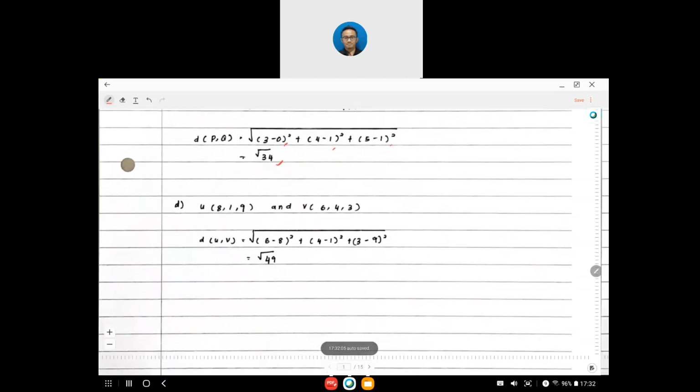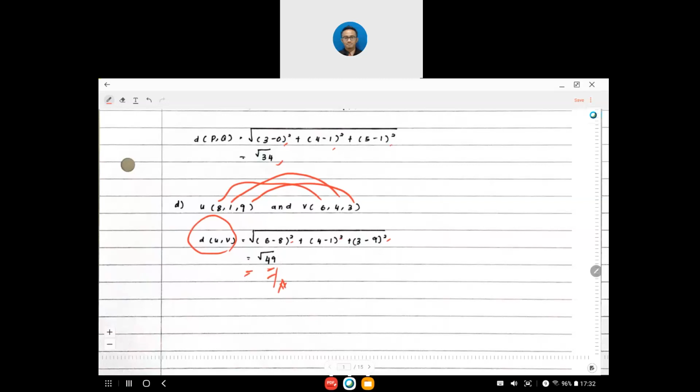And then D, point U equals (8, 1, 9) and point V equals (6, 4, 3). You want to find the distance between U and V: 6 minus 8 squared, 4 minus 1 squared, and then 3 minus 9 squared. And then this one you get square root 49. Square root 49, put it as 7, because this one we can simplify. Okay? Any problem with question 1?